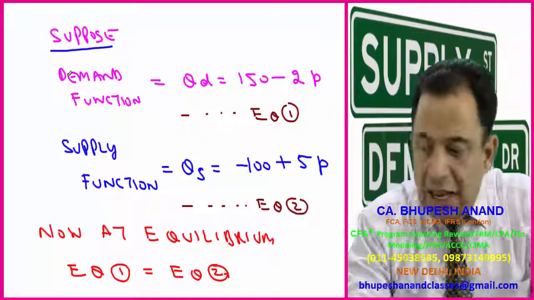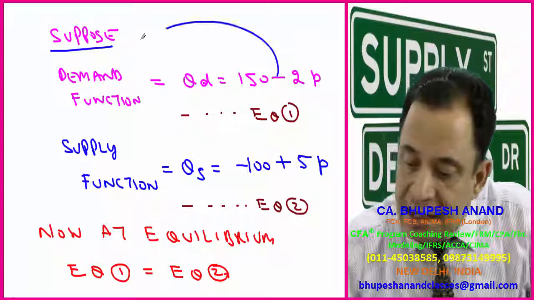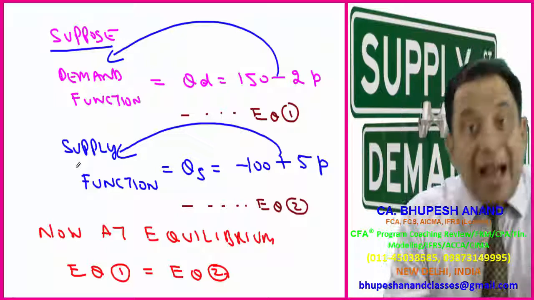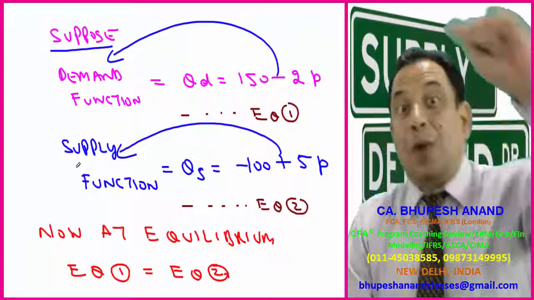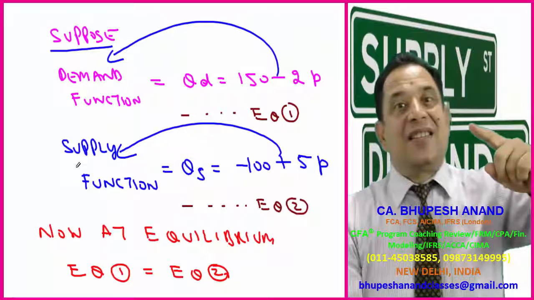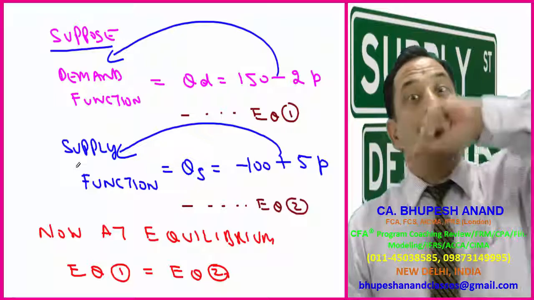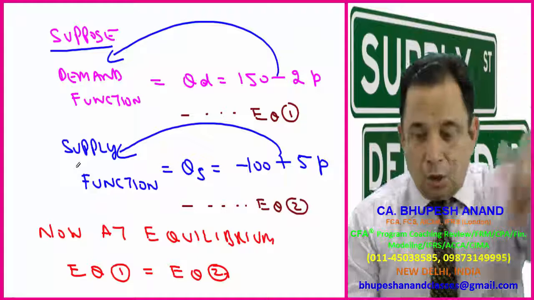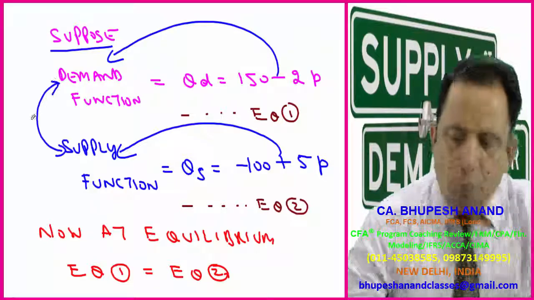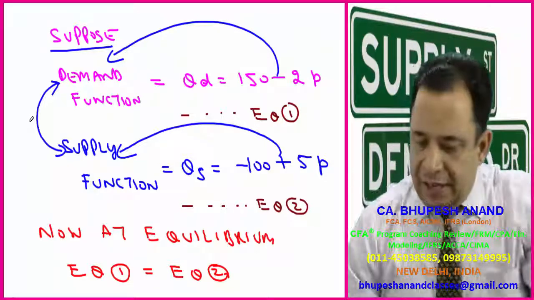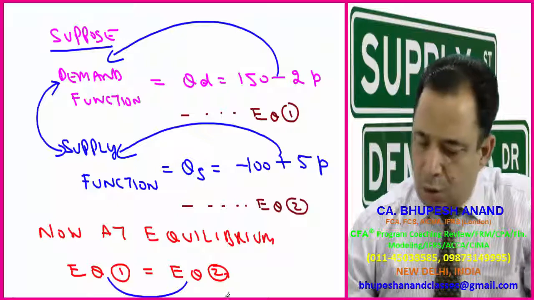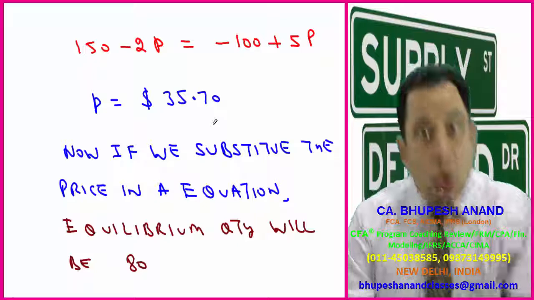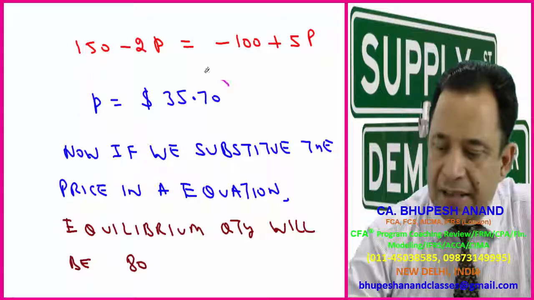You have to see the relationship of this price with demand and the relationship of this price with supply. Price has a positive relationship with the supply function, with the quantity supplied, and price has a negative relationship with the quantity demanded. You're getting a point? So if I equate these two mathematically, then equation 1 will be equal to equation 2, and then I can calculate the price.